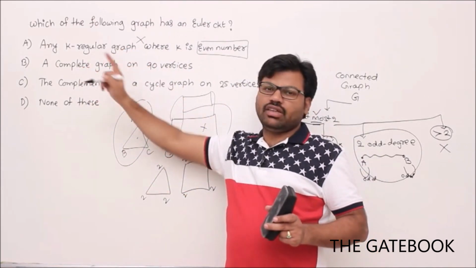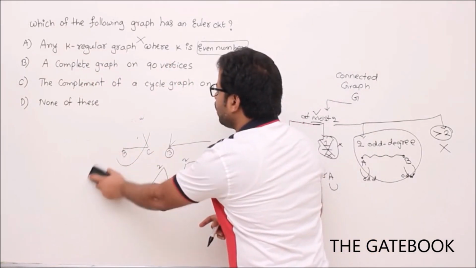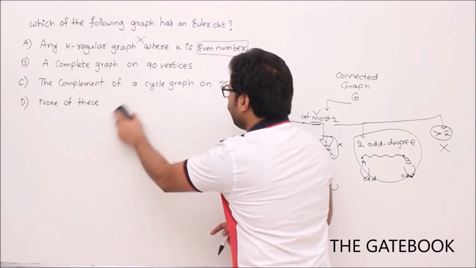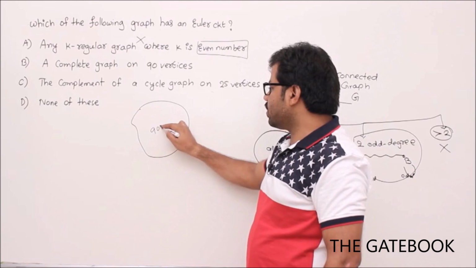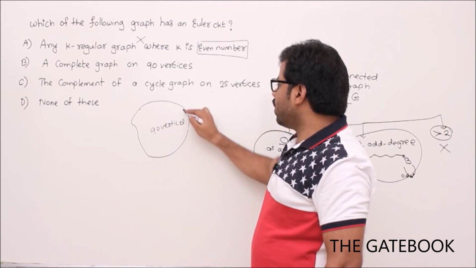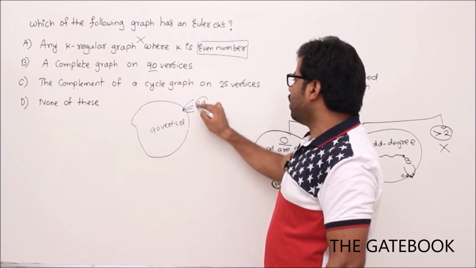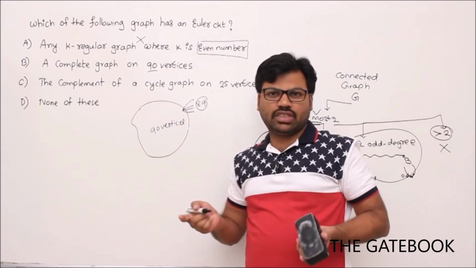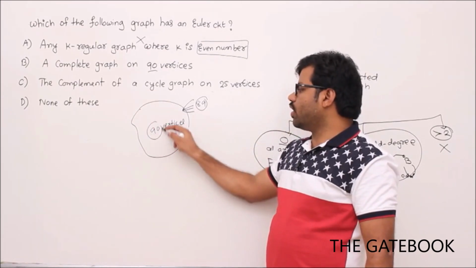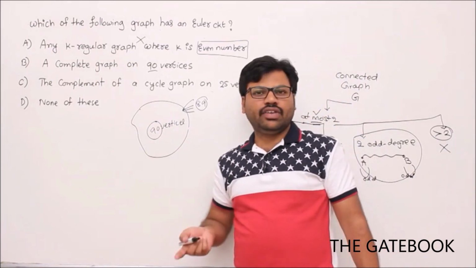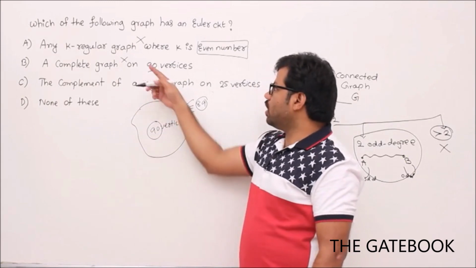Let's see option B, a complete graph on 90 vertices. For any complete graph with n vertices, every vertex degree will be n minus 1, right? Let's take a complete graph with 90 vertices. Since n is 90, the degree becomes 89. So every vertex has 89 neighbors. Then everything is an odd degree vertex, and there are 90 odd degree vertices. Then how can you have an Euler path or circuit? Impossible. So option B is eliminated.